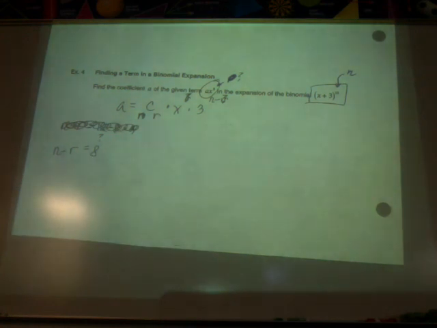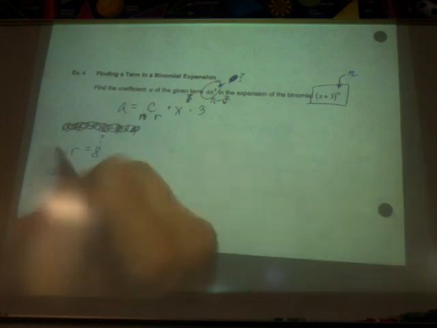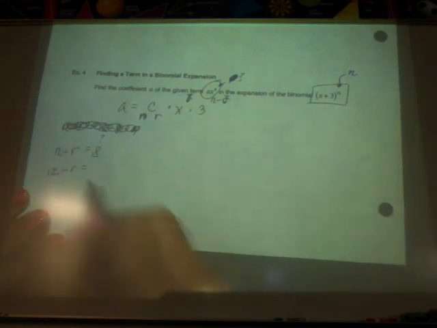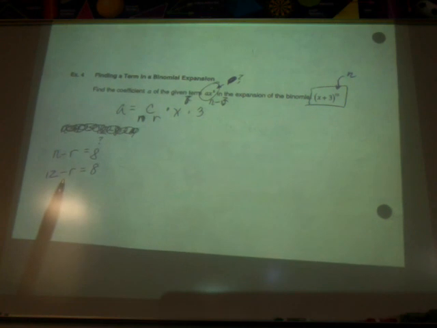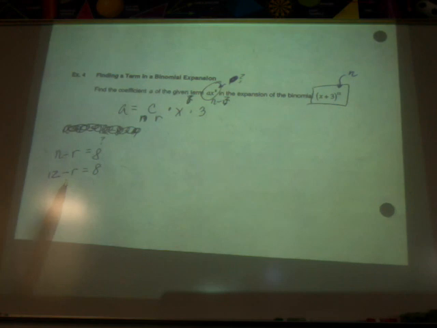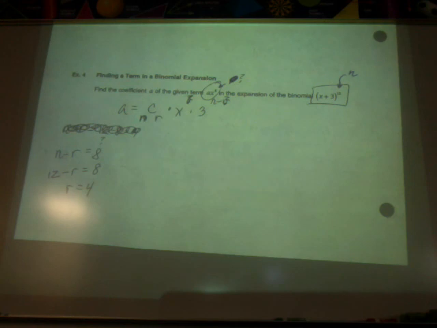So I know that my power to my binomial is 12. I do need to find r, because this could change. I could ask for the 7th term, I could ask for the 6th term. So what would r be? 12 minus what is 8? 4. So your r has to be 4. Okay? So this is still r here.